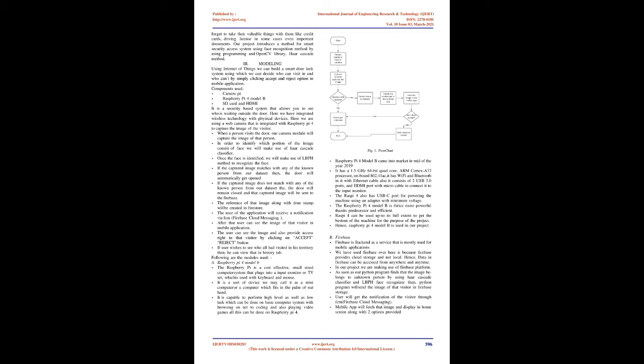Here we are using a web camera that is integrated with Raspberry Pi 4 to capture the image of the visitor. When a person visits the door, our camera module will capture the image of that person. In order to identify which portion of the image consists of the face, we will make use of the Haar cascade classifier. Once the face is identified, we will make use of the LBPH method to recognize the face.